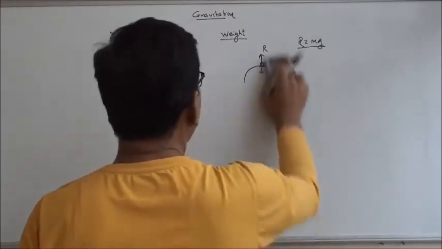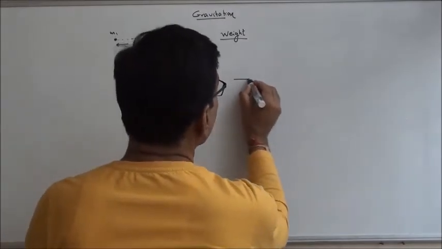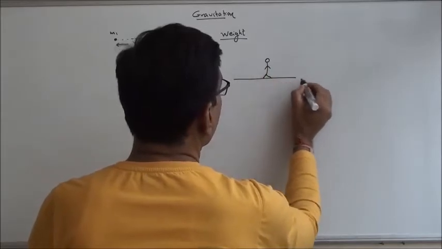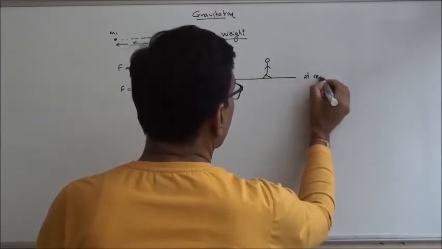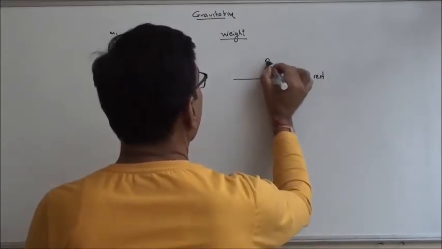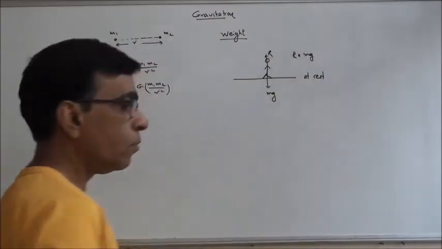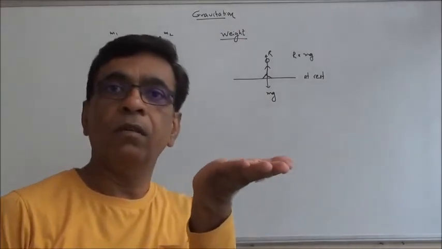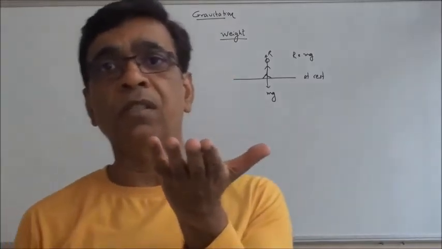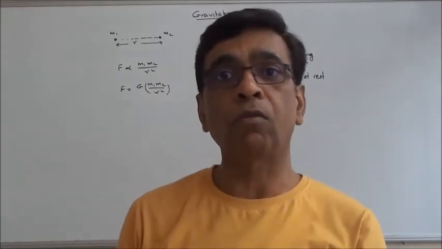If the surface on which I am standing is at rest, it's okay. One force is mg, another is R, and R is equal to mg. So if the surface is stationary, the net force is 0. But we can create some situations in which the net force is not 0. That is, the surface on which we are standing may accelerate up and down.